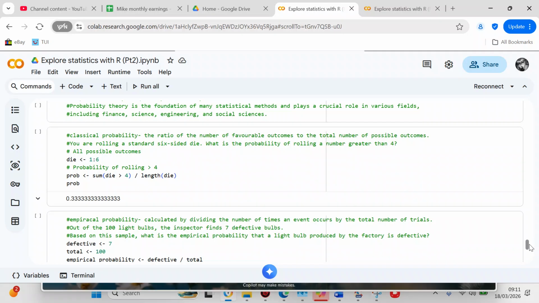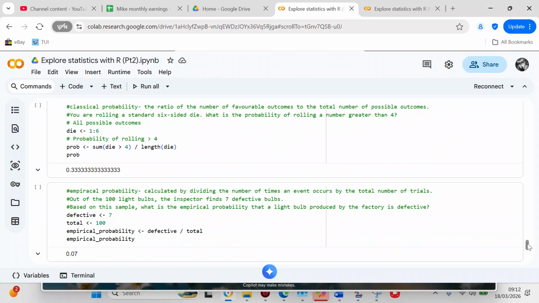But in order to solve this question in R, your die becomes 1 to 6. And then the probability of rolling greater than 4: probability becomes sum, brackets, die greater than 4, brackets, divided by length, die. So the sum of die greater than 4 is going to be 2, and length of die is going to be 6, so 2 over 6. Then you run the probability, and it's 2 over 6, or 1 over 3, or 0.333.